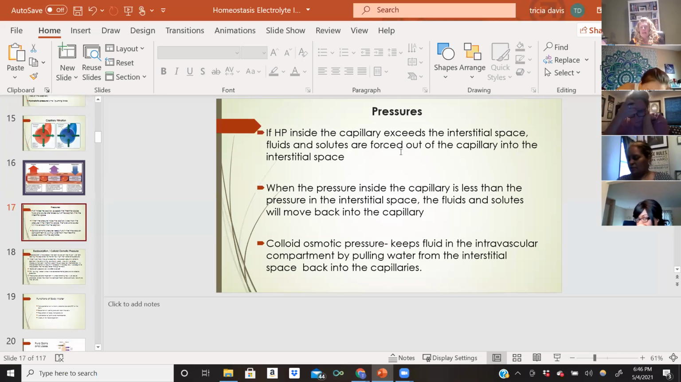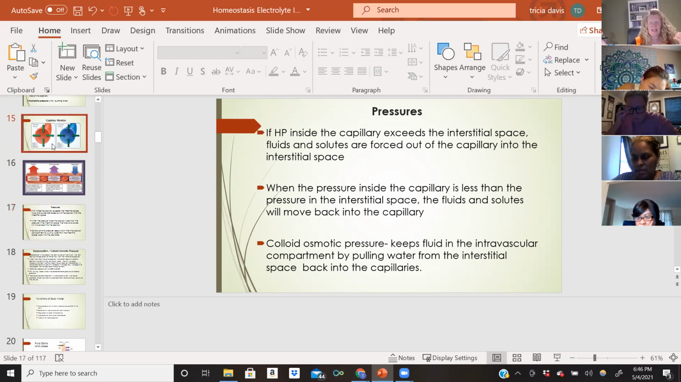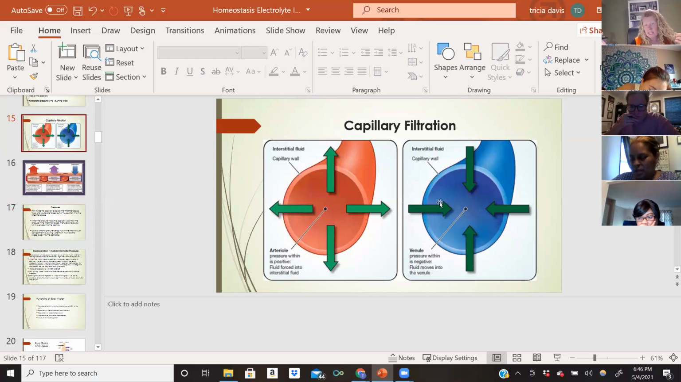So if the hydrostatic pressure inside that capillary exceeds the interstitial space, then fluids and solutes are forced out of the capillary and into the interstitial space. So that's when the pressure is positive. When the pressure inside is less than the pressure in that interstitial area, then those fluids are going to move back in, okay? So low pressure in here in the vein, whatever's out here in the interstitial fluid, because that pressure is higher, will come back in.